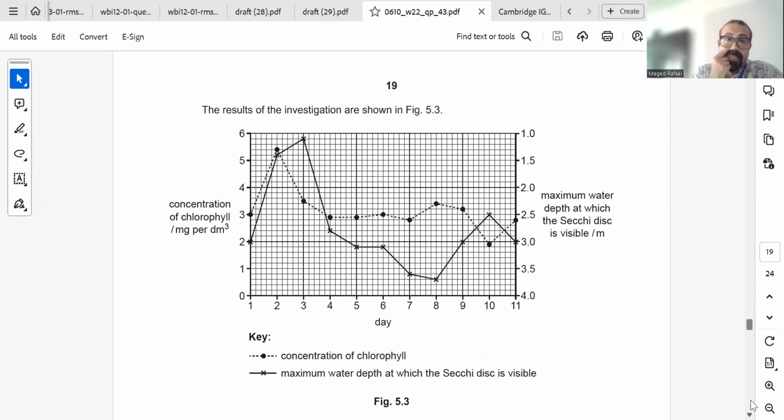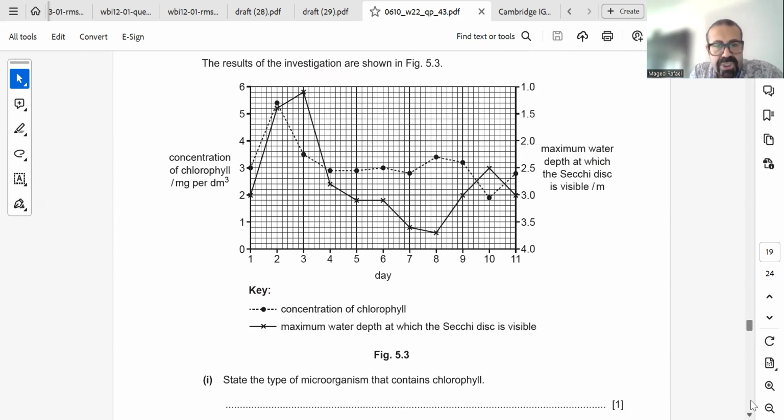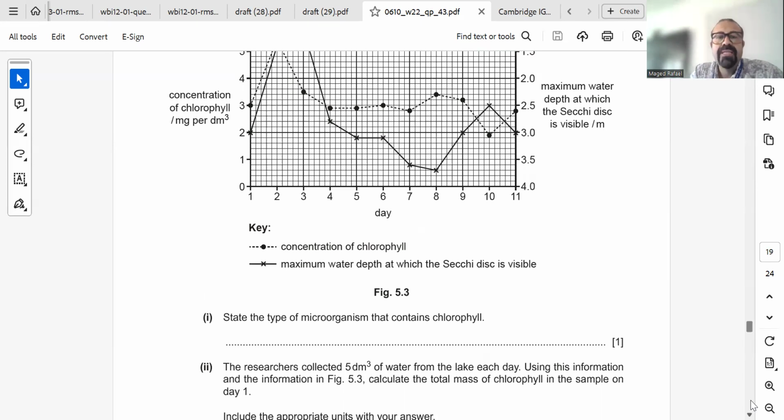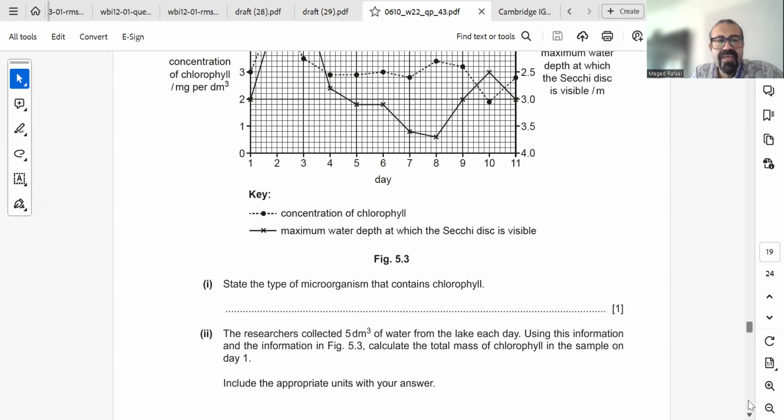طيب, those are the results recorded كده على this graph. He is giving you the concentration of the chlorophyll with maximum water depth at which the Secchi disc is visible. وبعدين بيقول لك state the type of microorganisms they might contain. لا يا ملك بيقول لك organisms اللي فيها الكلوروفيل. What do you think?